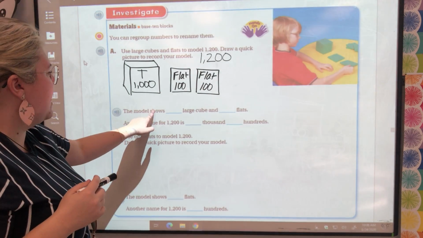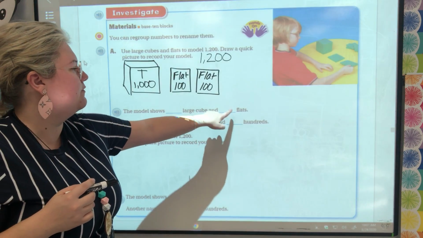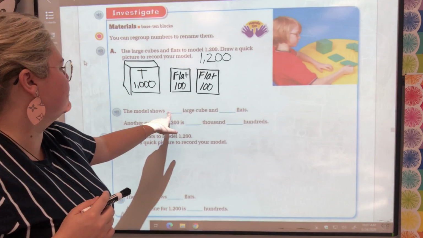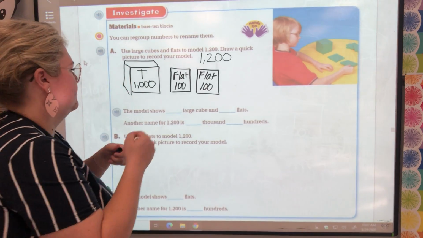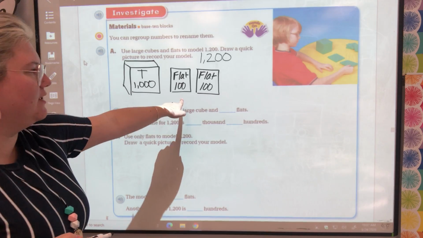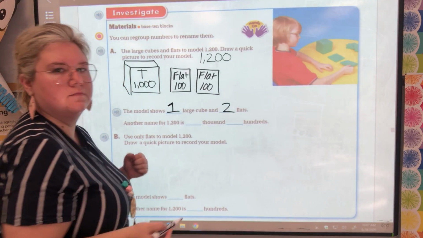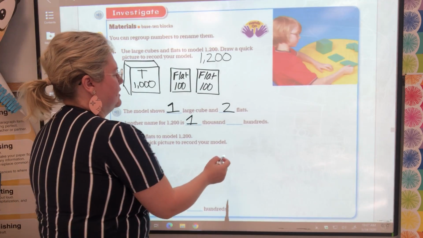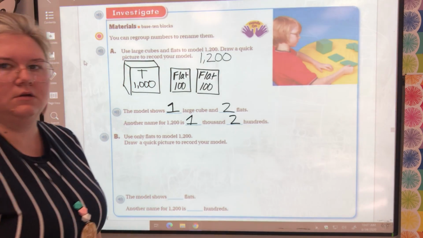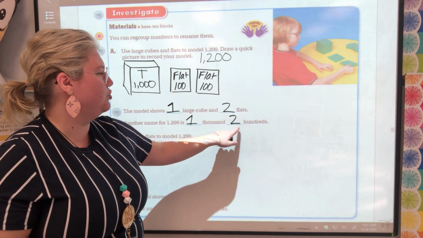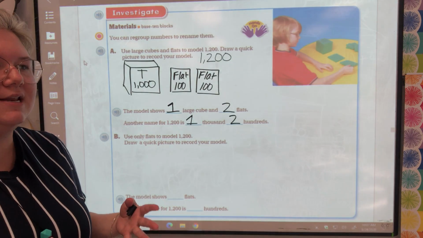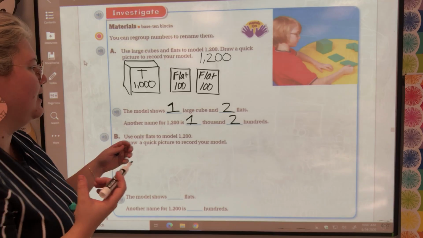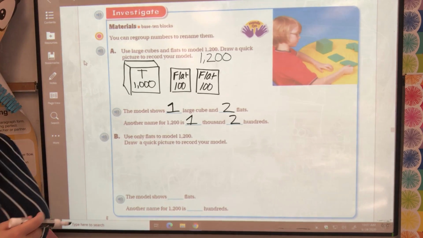Now we're down here. The model shows large cubes and flats. Another name for 1,200 is 1,000 hundreds. Okay. The model shows how many large cubes? 1. And how many flats? 2. Another name for 1,200 is 1,002 hundredths. So the way they wrote this is almost like a combination of our standard form, where we write in all numbers, and our word form. They're breaking it down.